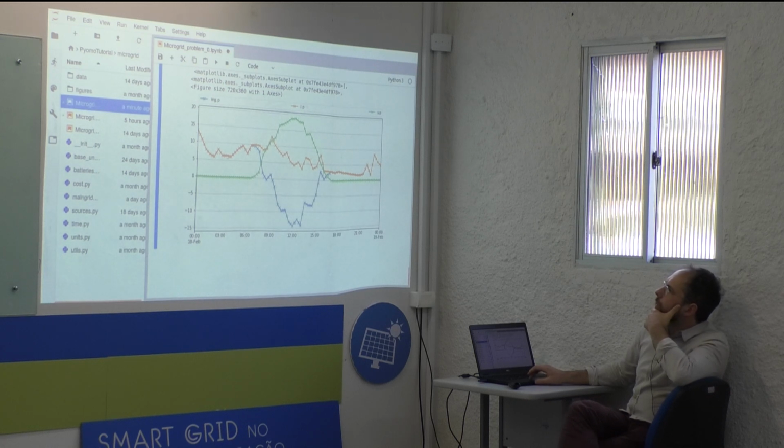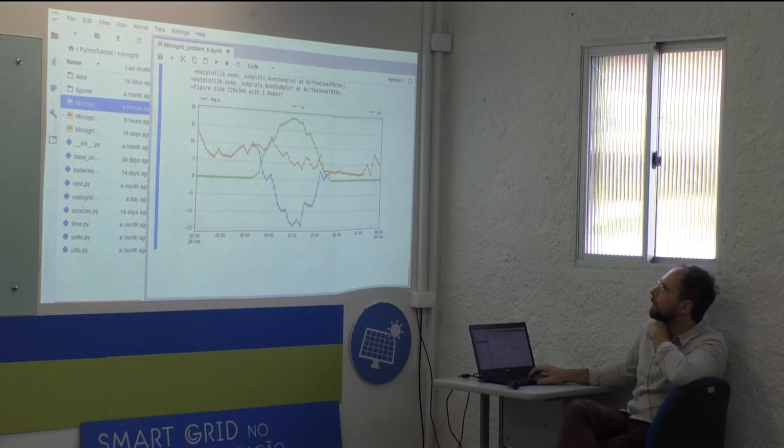So in orange, we recognize the consumption. In green, we have the production, the decentralized production. And in blue, it is the optimal power that we need from the grid. Okay?